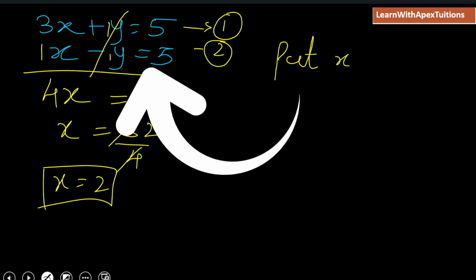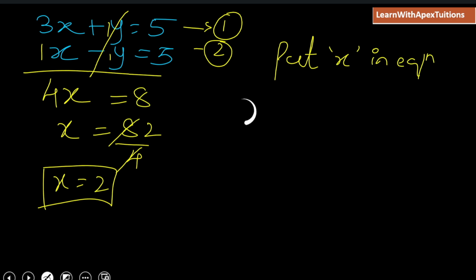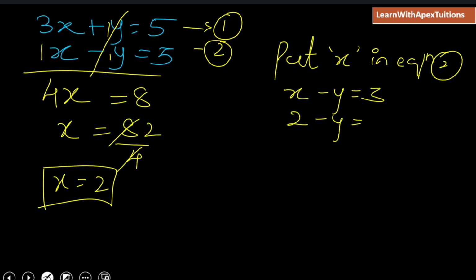Put x in equation 2. X minus y is equals to 3. X value is 2 minus y is equals to 3. Observe here. Here minus value is there. अगर minus y वो साइड शिफ्ट हो गया तो it becomes plus y. Write 2 as it is.